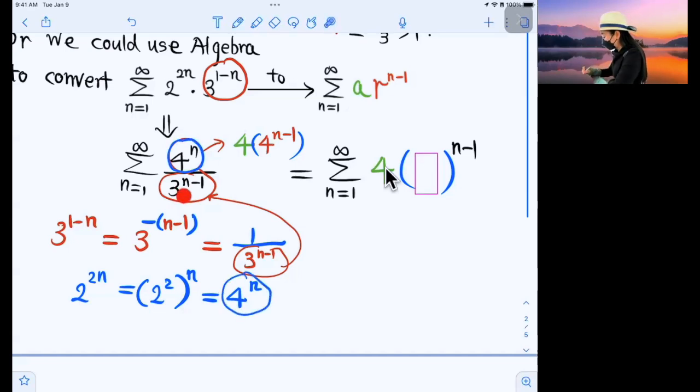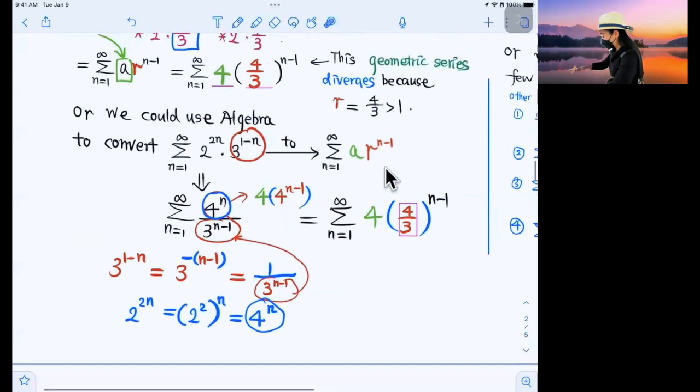Now, after you have done this, you want this to be in the form like r to the n minus 1 power. So this is n minus 1 power. You want to break this down into 4 to the n minus 1 power times 4. Now, when you do that, this over that is a common ratio, 4 over 3, right? So you get 4 over 3 to the n minus 1 power. And then you leave the 4 here outside. So you can convert that using algebra.